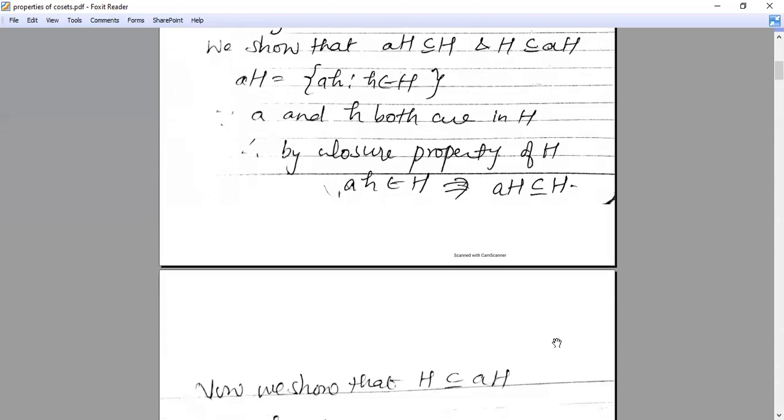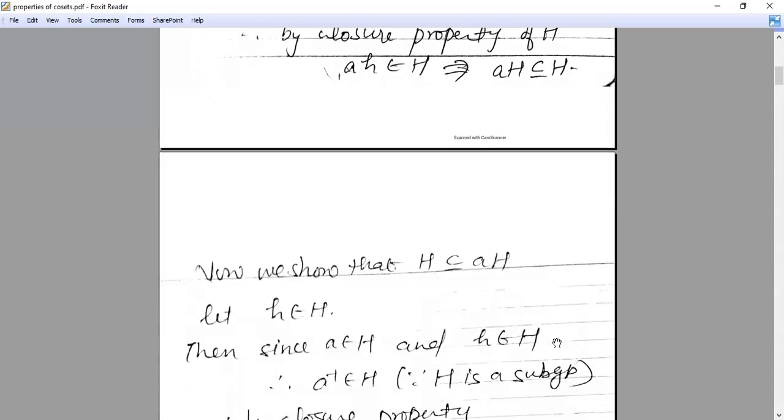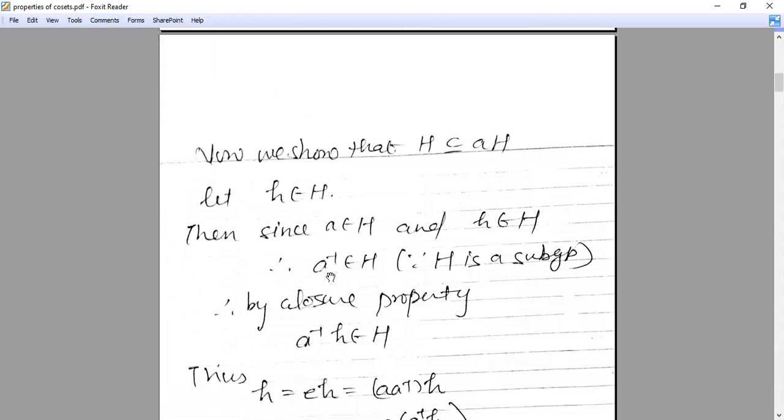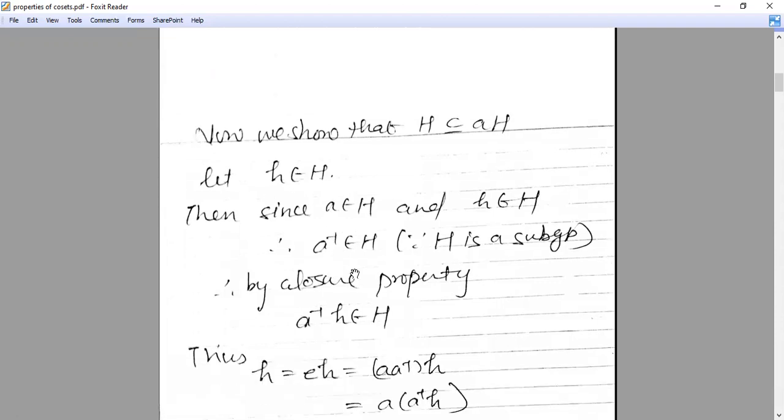Now, conversely, we will prove that H is a subset of AH. So let h be some element of this subgroup H. Since A belongs to H and h also belongs to H, and H is a subgroup, you know that if some element is in H, then its inverse is also in H.